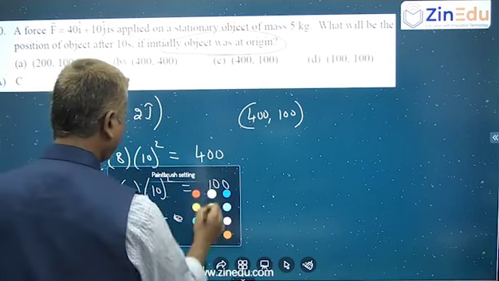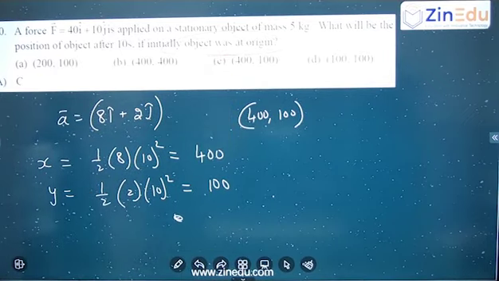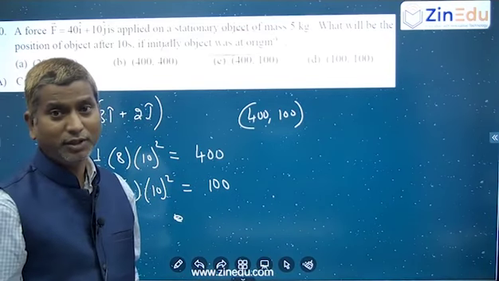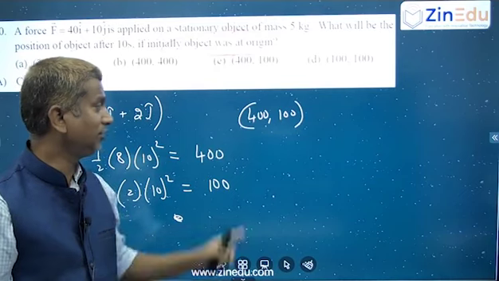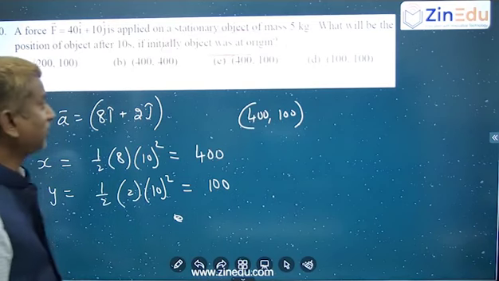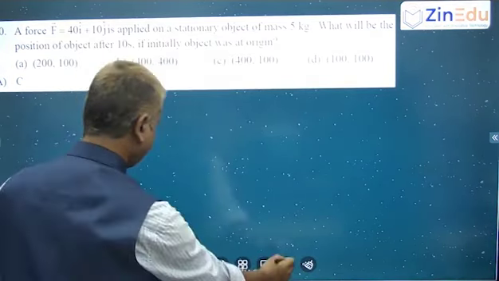That option you will be getting C, 400 comma 100, right? So it's a stationary object, so initial velocity is 0 and starting from origin. That is why displacement itself is nothing but the position, the x and y coordinates you will get. That is question number 20. Go to the next question.